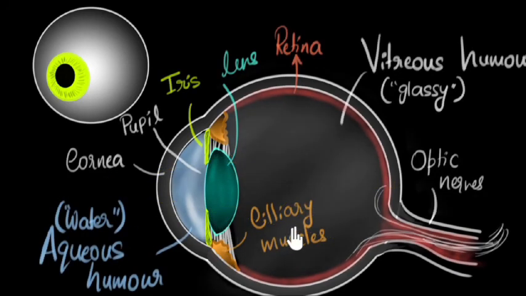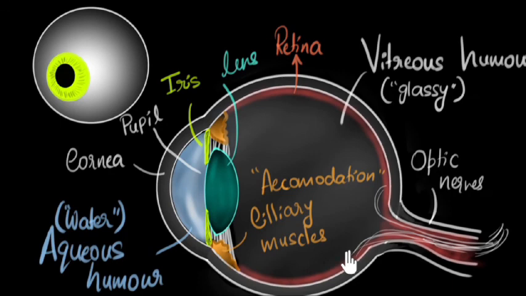And this phenomenon where ciliary muscles change the power of the eyes by changing the shape of the lens is called accommodation. So that's their job. Their job is to perform accommodation. And by the way, we're going to look at accommodation in great detail in a future video. Alright, so don't worry too much about this accommodation as of now. So that's pretty much it.